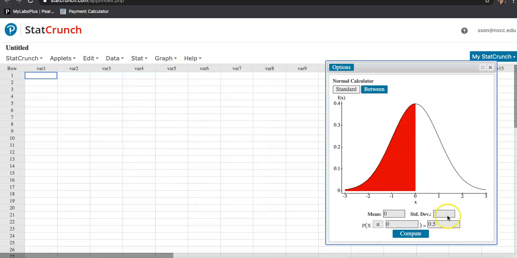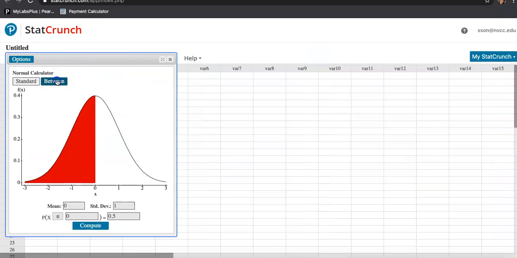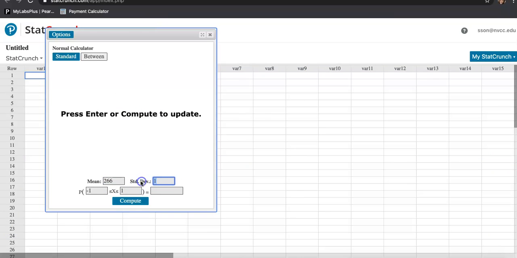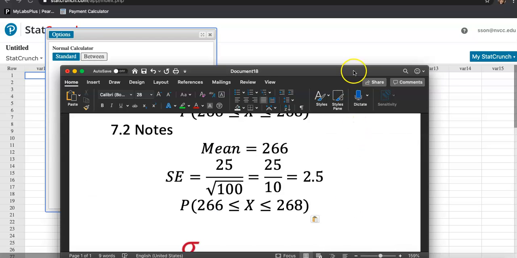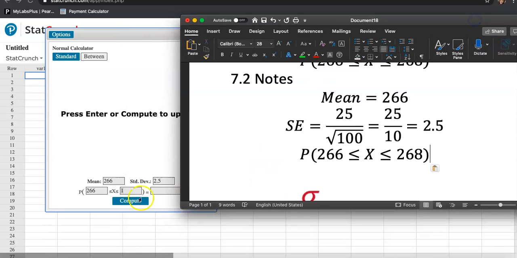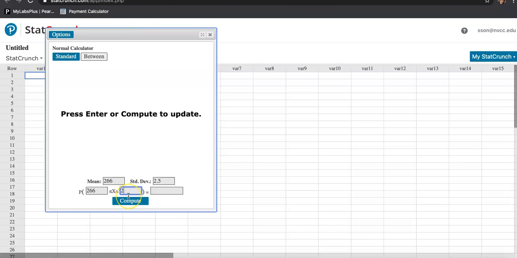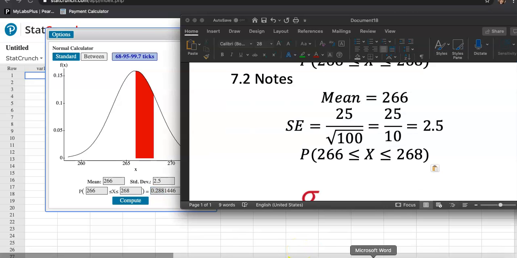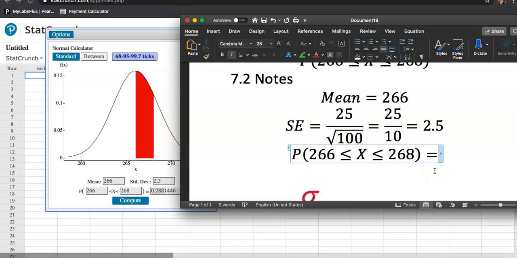I'll do normal and then we want between, right? What was the mean? 266, and standard deviation was 2.5. I think we wanted in between 266 and I forgot. 266 and 268. Compute. It's going to be 0.288. That's going to be the answer. 0.288. That is the answer.